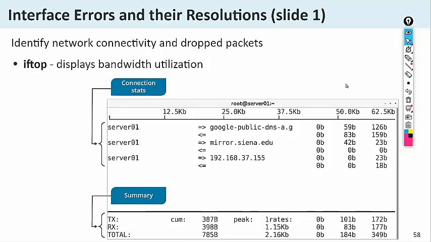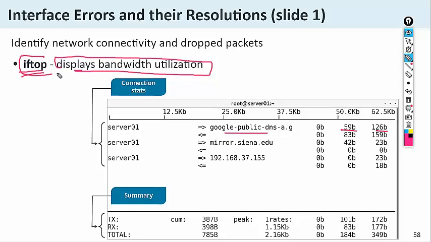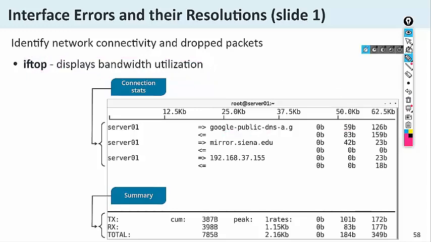Okay, next is any type of interface error. You can use the iftop command to display the bandwidth utilization, showing which computer is using how much bandwidth. Both uplink and downlink bandwidth consumption can be checked by using the iftop command.